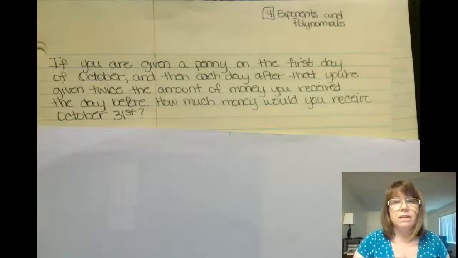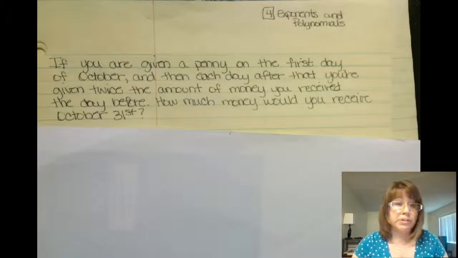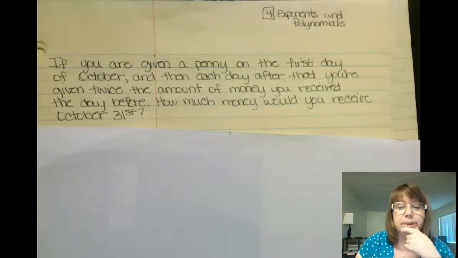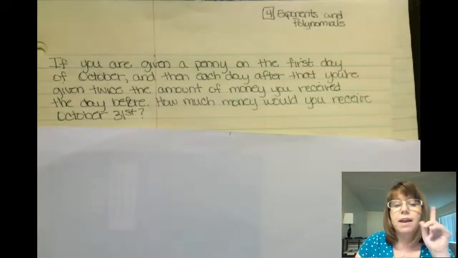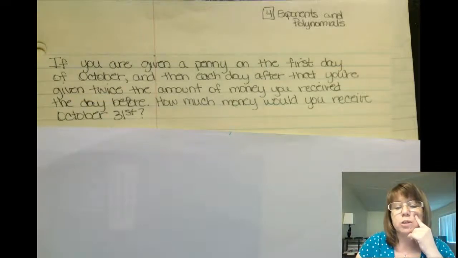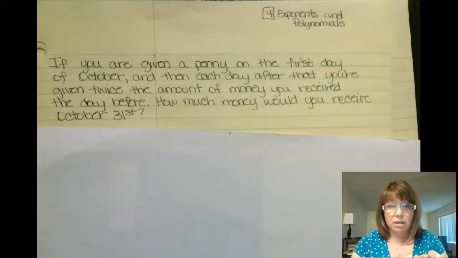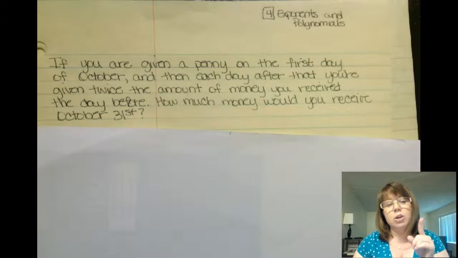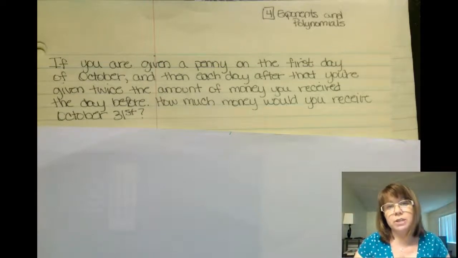We're going to start talking about exponents, and in this full chapter series we're going to talk about exponents and polynomials. So we'll start off with exponents first. So here's a problem, and you might not think that this is very much money. If you're given 1 penny on the first day of October, and then each day after that you're given twice the amount of money you received the day before, how much money would you receive on October 31st? Now, I don't mean how much overall money did you get that whole entire month. I mean just on October 31st. How much money would you receive?